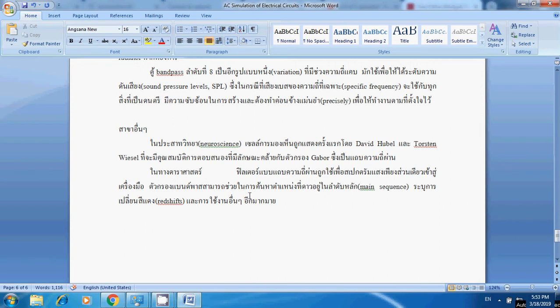Okay, sometimes it's difficult to understand, but it just gives you more details on the application of the bandpass filter in the real world. Okay, and then I'll explain to you later on.